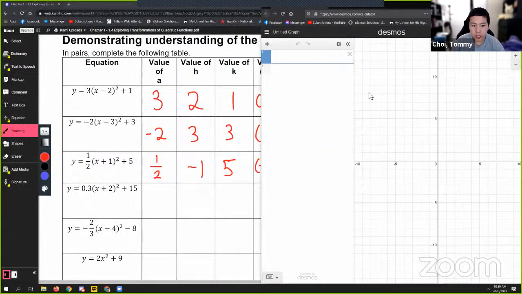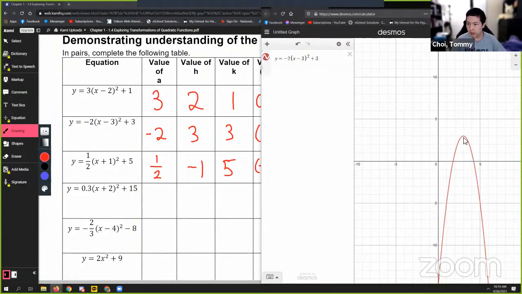For example, for the second one, negative 2 times (x minus 3) squared plus 3, you'll notice we first indicate the vertex, which is (3, 3), and the negative at the front tells you that it opens down. So you draw the vertex and visualize it going down, and you'll see that it does have 2 x-intercepts there.